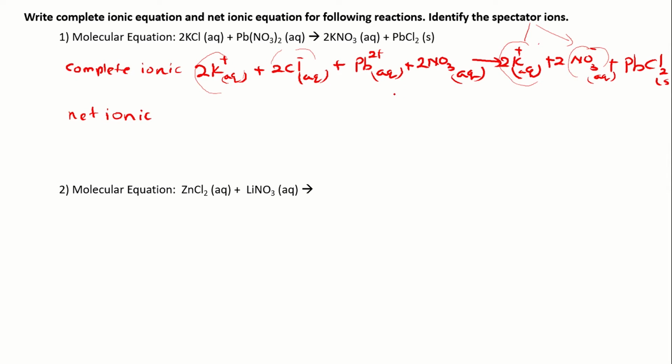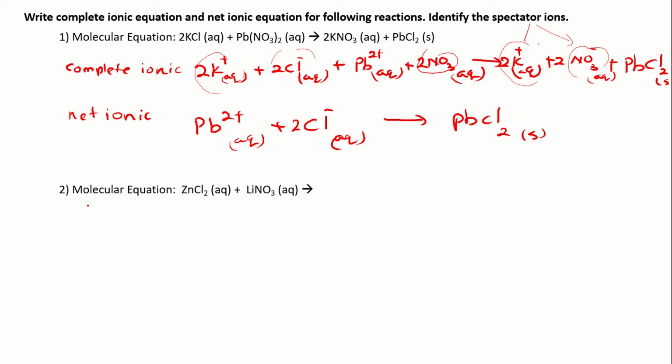So your net ionic equation is going to be lead ion, and chloride ion. These two are the spectator ions. Gives you lead chloride solid.